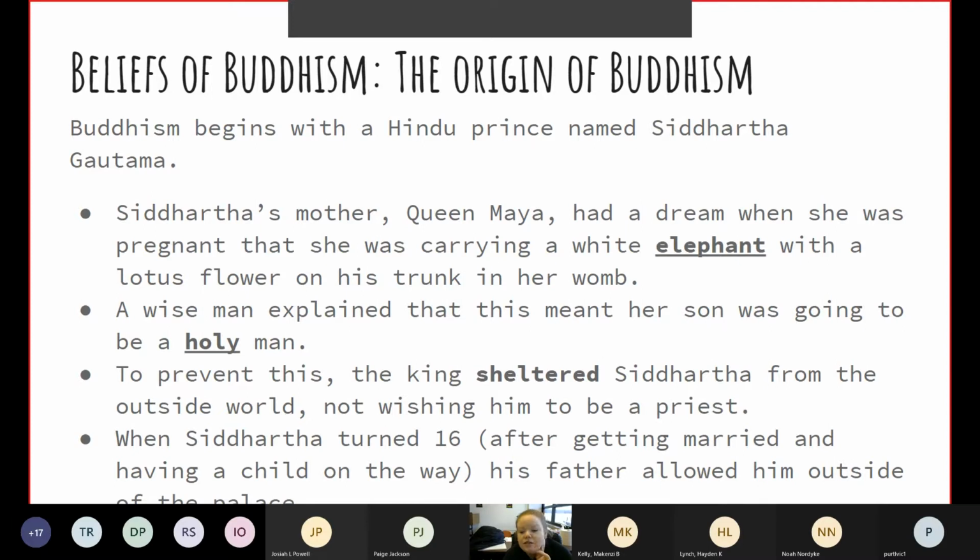So she went to this guy for some guidance about the dream. And a wise man explained that this meant her son was going to be a holy man. To prevent this, the king sheltered Siddhartha from the outside world, not wishing him to be a priest. When Siddhartha turned 16, after getting married and having a child on the way, his father allowed him outside of the palace. So Siddhartha's father did not want him to become a holy man. He wanted him to become the king. And so to prevent him, he sheltered Siddhartha and he just kept him inside the palace all the time. He never let him out.